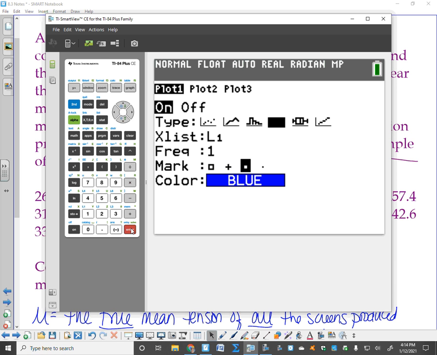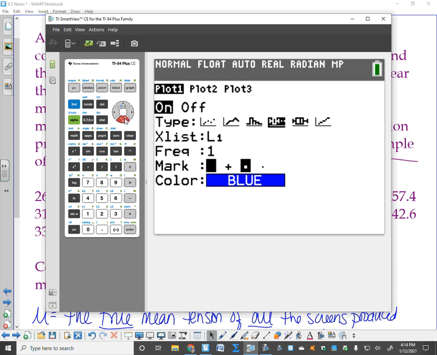Now I was going to say I have an L1, L3, but when you switch to box and whisker, it knows that it's linear or one variable data. So yeah, I want my information to come from my L1. And again, you can choose what kind of little outliers you want. Dots are fine with me. And I'm going to go with the color blue.